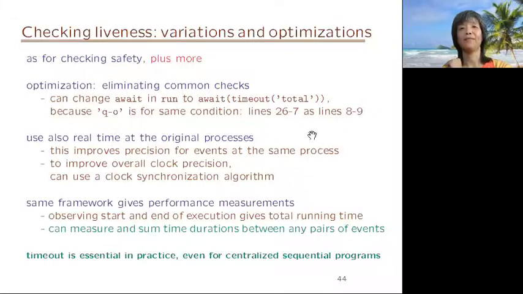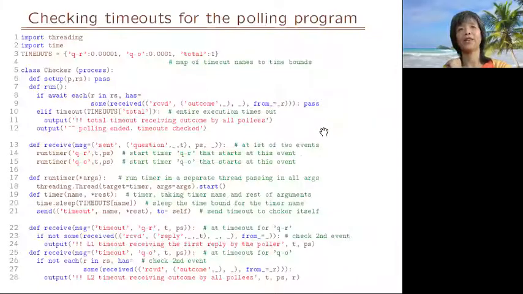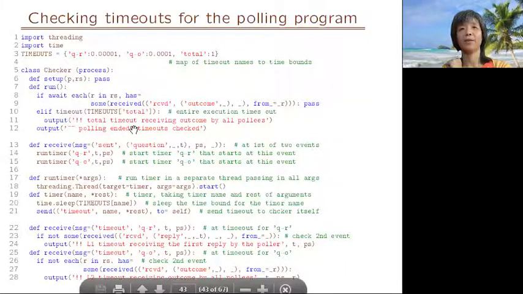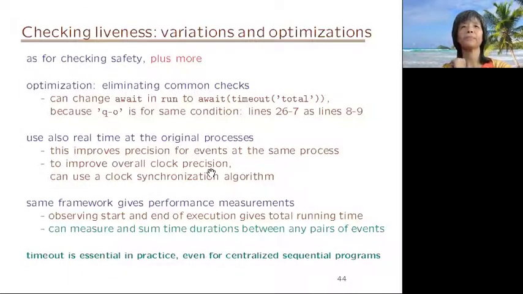In fact, you can see these two lines are the same. This is the event you're waiting for, and this is the condition you're checking. So these two lines are the same. You don't have to check in two places. And in practice, we can also use real time at the original processes. This improves precision for events at the same process. To improve the overall clock precision, a clock synchronization algorithm can be used.